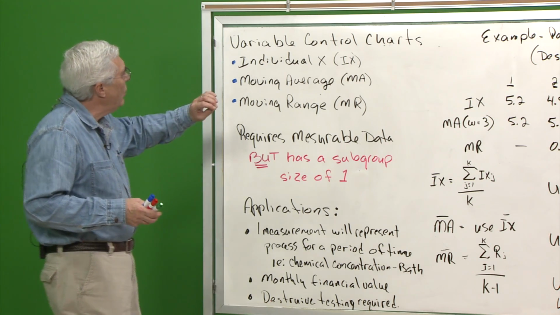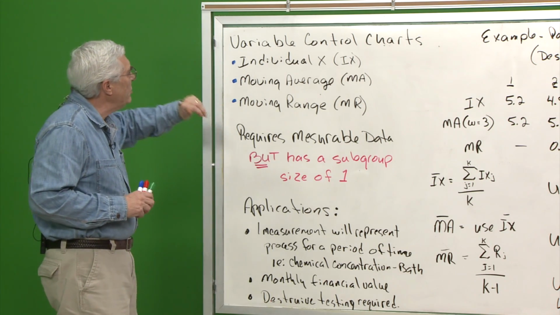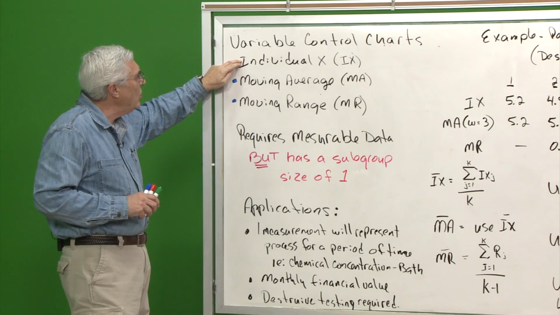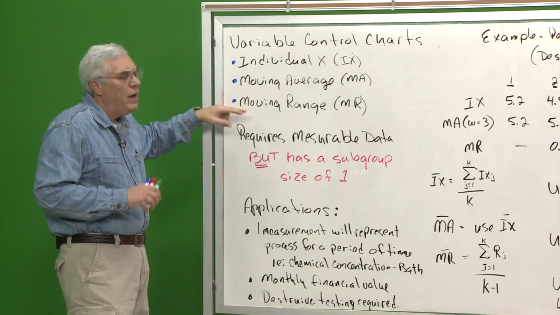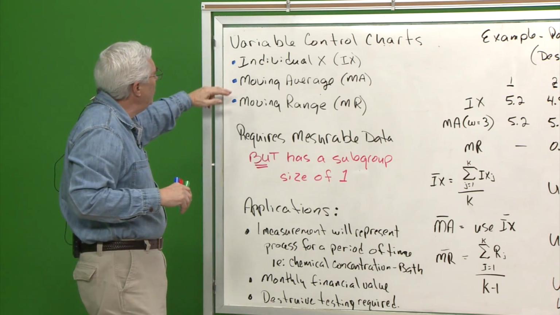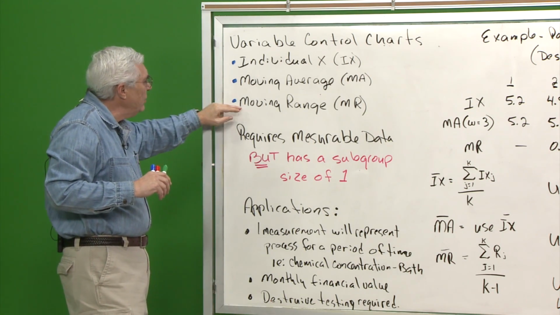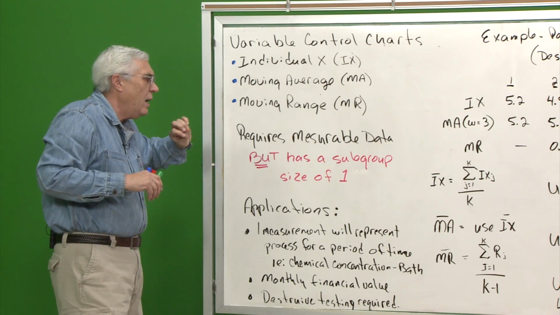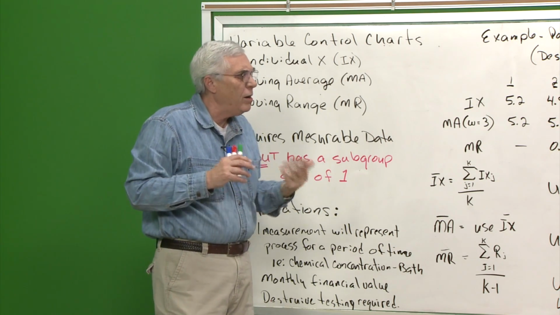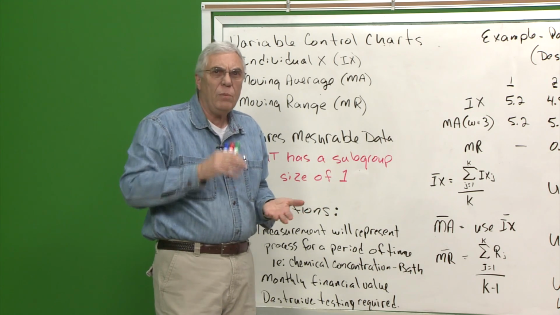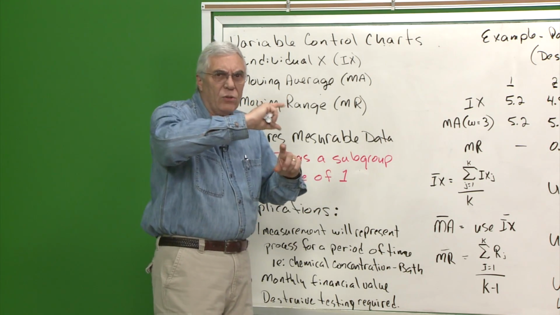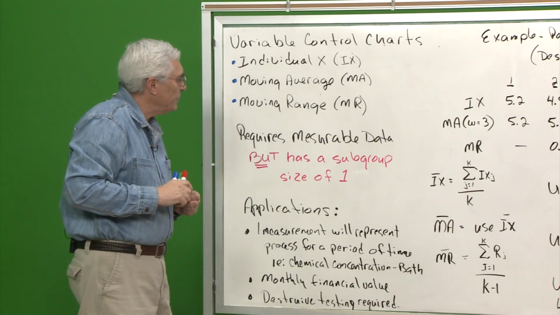Now, we're going to use them in combinations. For example, if I do the individual X, the IX chart, I'll also do a moving range. And like any other control chart, you have the averages and the range. If, on the other hand, I were to do a moving average, I would do it in conjunction with the range. So identical to other variable control charts that we've looked at, whether it's the X bar and R or X bar sigma, they're both going to have an averages scale and a ranges scale. So we have to do those two.